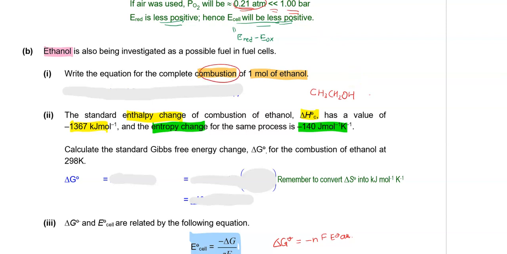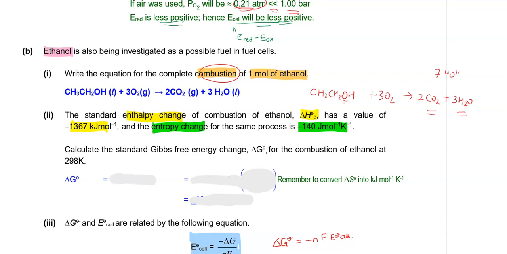Alright, so in this case, O2. To balance, we balance the carbon first, so it's 2 CO2, and then we have 1, 2, 3, 4, 5, 6 hydrogens, so we need 3 H2O. So in total here, we have 7 oxygen atoms. So we have 1 here, and therefore we need 3 oxygen molecules over here to have 7 oxygen atoms on the left hand side as well. Okay, so in this case, state symbols are optional.